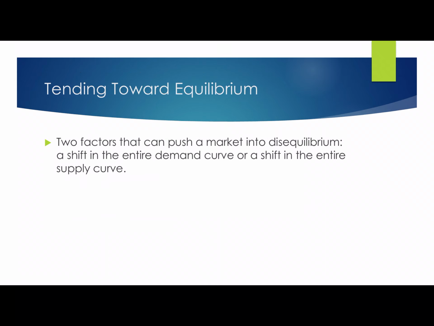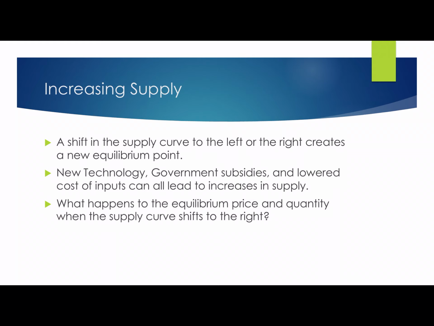So again, tending towards equilibrium, we touched on this in Section 1, but two factors can push a market into disequilibrium. That would be a shift in the entire demand curve or a shift in the entire supply curve. And obviously, we talked in the last 2 units about what causes shifts in demand and shifts in supply. That's outside factors, not price.